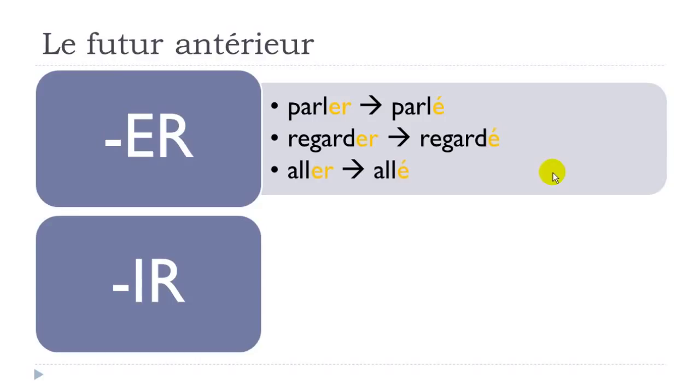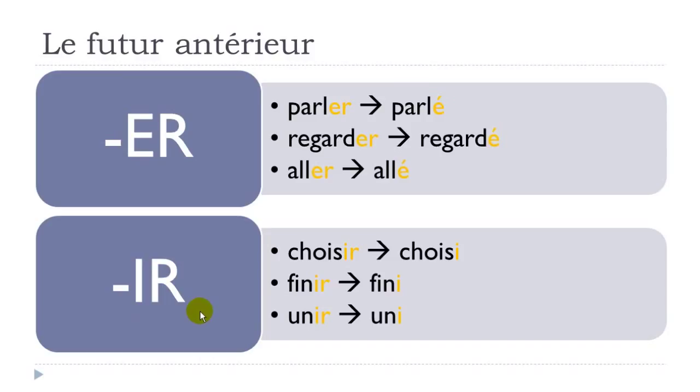Verbs from the second group, so IR, remember not all the IR verbs belong to the second group, so be careful. And so examples like choisir, and it will become choisi, finir, fini, unir, uni. Alright, so all these verbs will become like that, choisi, fini, uni. So this is the participe passé form, so the second part that you should put in your futur antérieur.